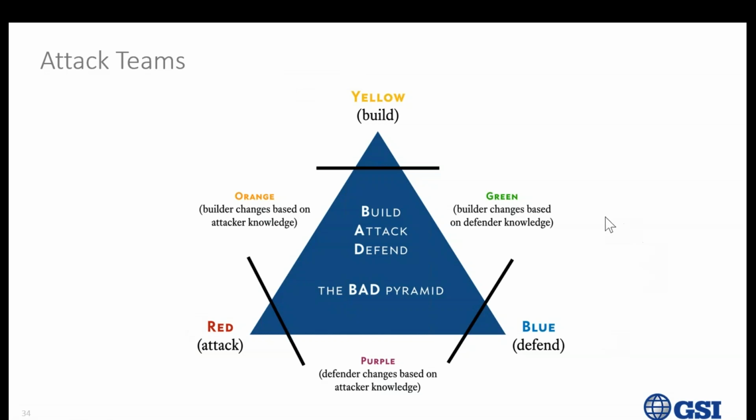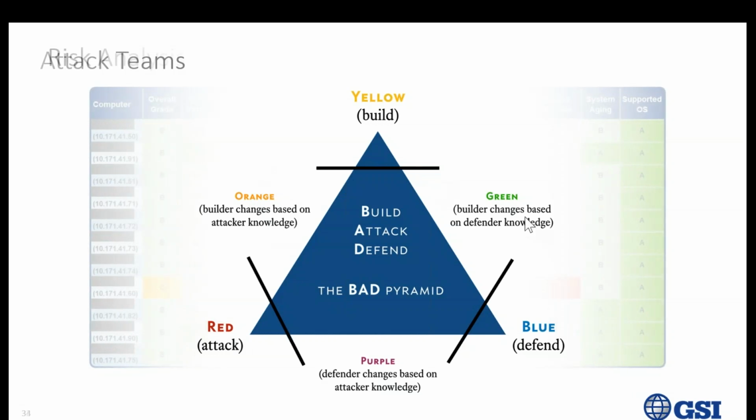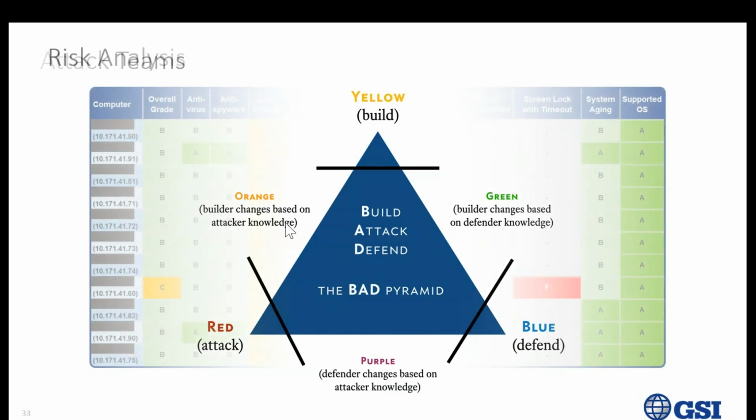They all have to talk to each other. Sometimes in smaller companies, these people might all be the same people. You might also not have all the skills. You might have the defenders, but not the attackers, so you can subcontract any piece out that you may or may not have, depending upon the size of your company. And all of these folks need to talk. Yellow needs to talk to red, and that's the orange team. The builder changes based on attacker knowledge, etc.